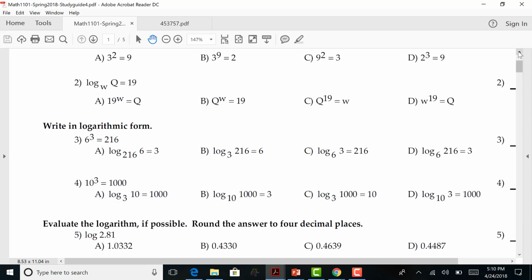Number 4, write it in log form. Do the circle method. 10 to the 3rd power equals 1,000. Put a dot here. Draw your arrows in your circle. So the first box is going to have what? 10. Second box, 1,000. Third box, 3. Done.